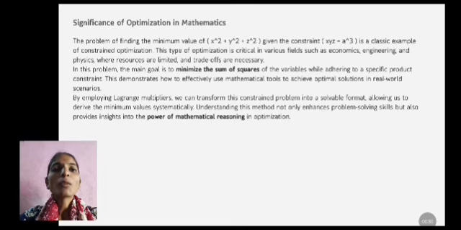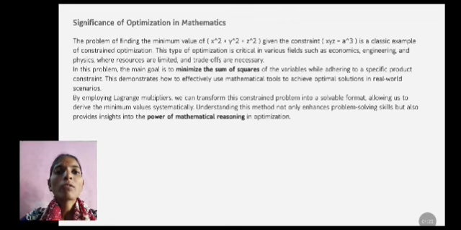This demonstrates how to effectively use mathematical tools to achieve optimal solutions in real-world scenarios. By employing Lagrange's multipliers, we can transform this constrained problem into a solvable format, allowing us to derive the minimum value systematically. Understanding this method not only enhances problem-solving skills but also provides insights into the power of mathematical reasoning in optimization.